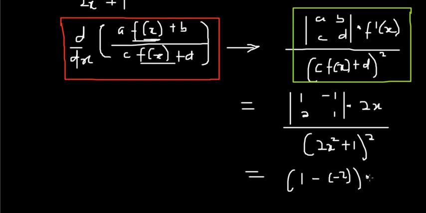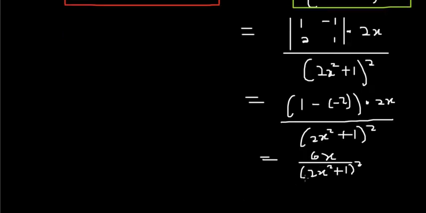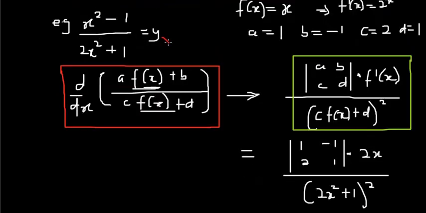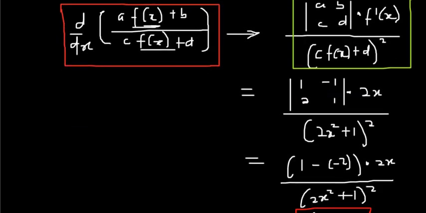And then you multiply that by your f of x. You divide that by 2x squared plus 1. So this will end up giving you your final answer for this exact question. So let's take another example so that you get to appreciate the concept.